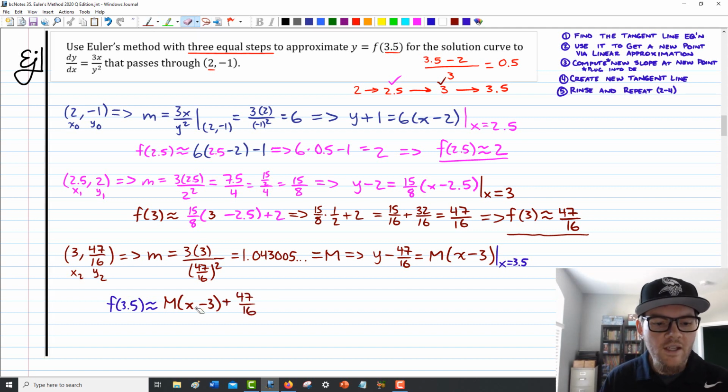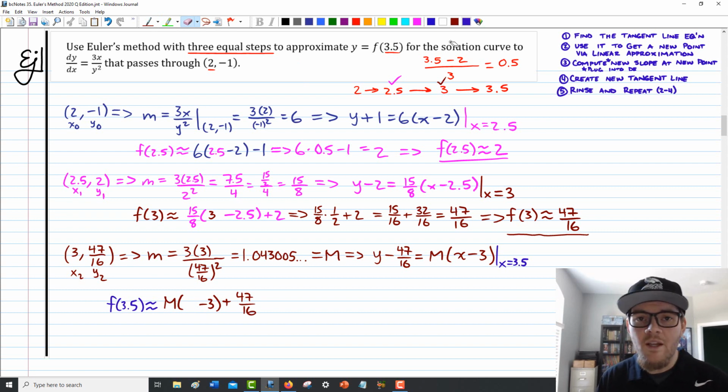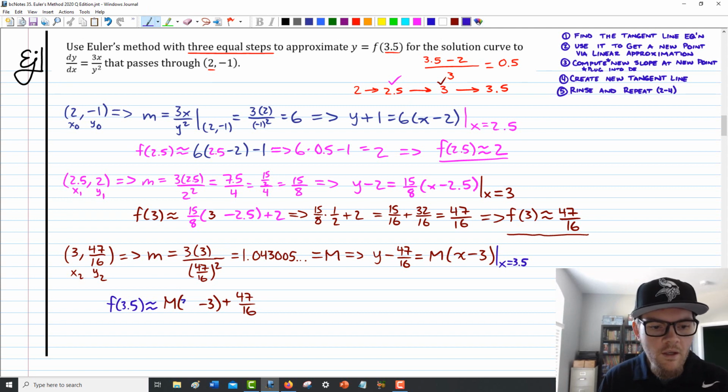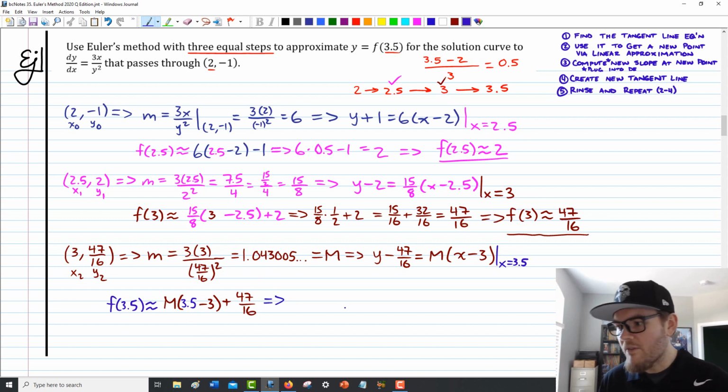And if you feel like this sounds like a broken record, that's because I'm doing the same thing over and over again. That's what iterative calculations are. Just keep doing the same process with new numbers. So at this point, we want to figure it out at 3.5, so we plug in 3.5. When we do, that gives us the value, and let's make sure I say this correctly.